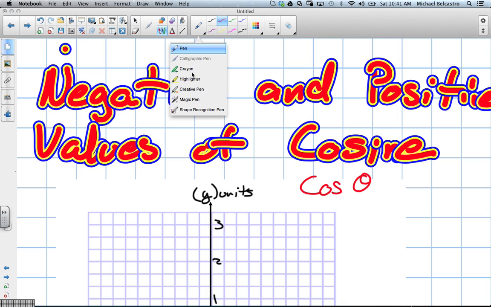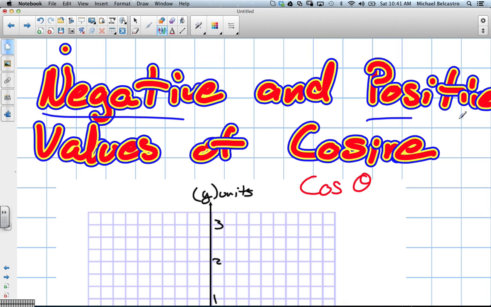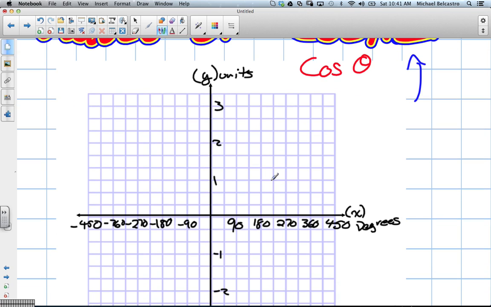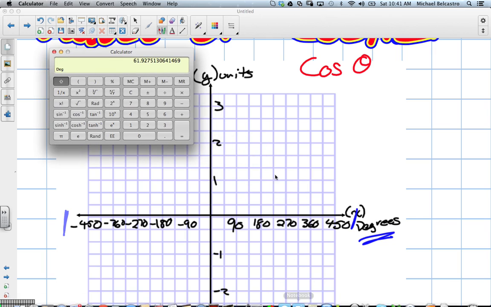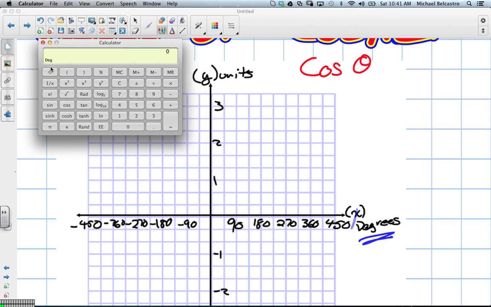Okay, so well actually negative and positive values of the cosine. We're going to graph this, our cosine value, and in this case we'll do it from negative 450 to 450, and we'll graph it in degrees. Okay, so say we had no idea where to start with something like this. One of the very first things we could technically do is literally put in our values.